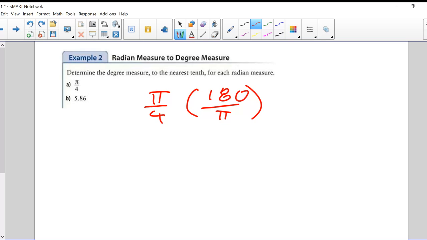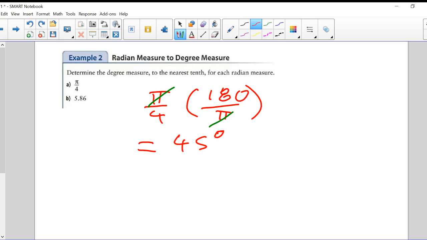Well, look at that. The pi's are going to cancel out. And what I'm left with is 180 divided by 4. And of course, 180 divided by 2 is 90. 90 divided by 2 is 45. That's actually 45 degrees. So pi over 4 is equivalent to 45 degrees. Now, this one doesn't need to be rounded because it's obviously exactly 45 degrees, right?